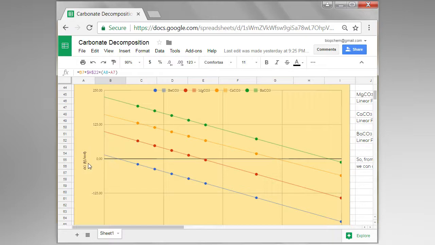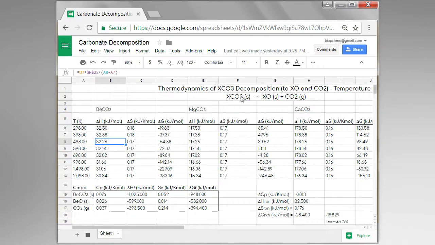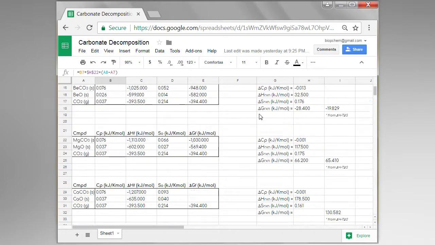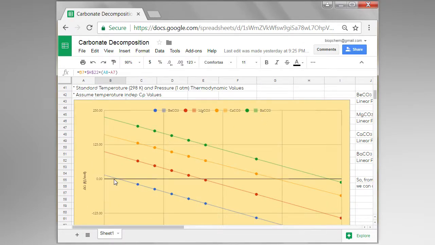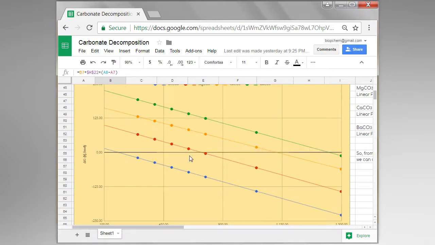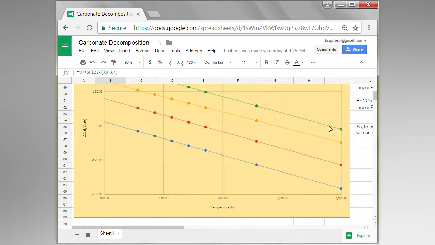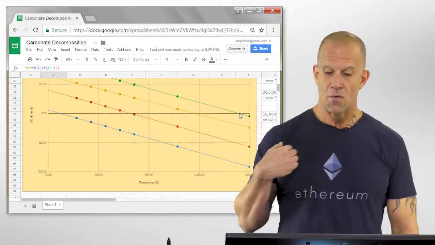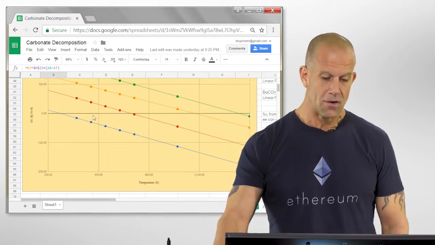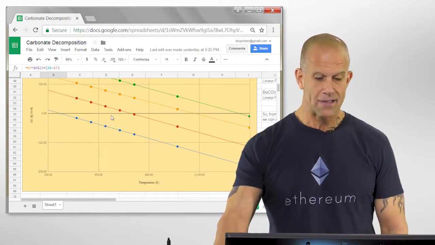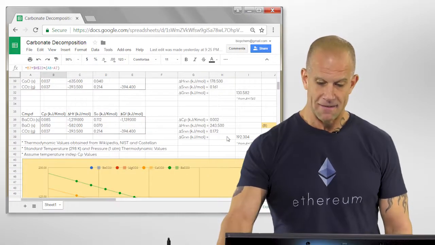So we're plotting the free energy, and where it crosses 0 and goes negative is where it'll be spontaneous, from the carbonate decomposing into CO2 and the oxide. So you can see that beryllium is at low temperature, and then it goes up as you go to magnesium, calcium, and finally barium decomposes at the highest temperature. So this gives us a visual way to see where that reaction becomes spontaneous.